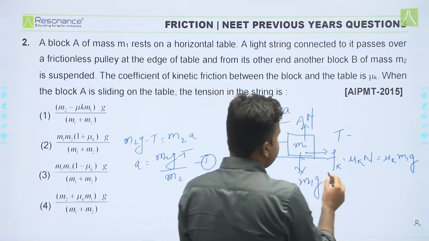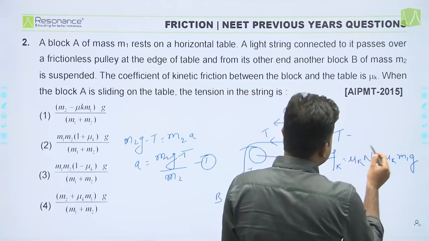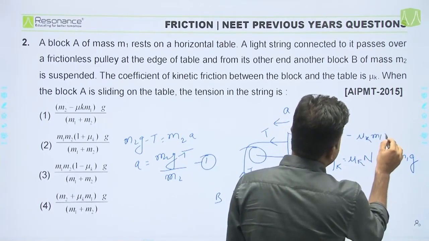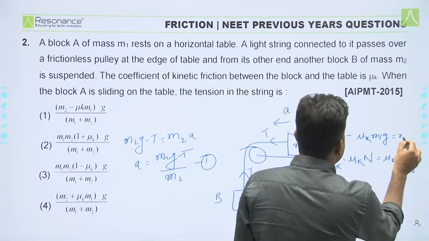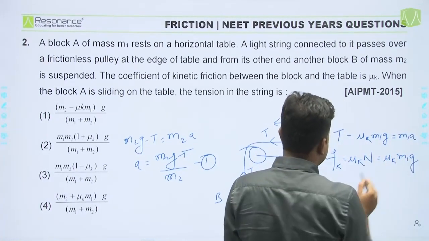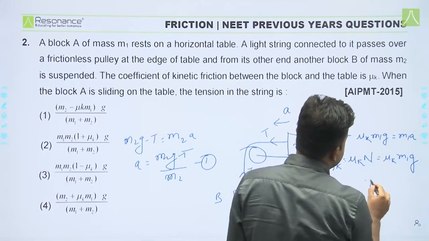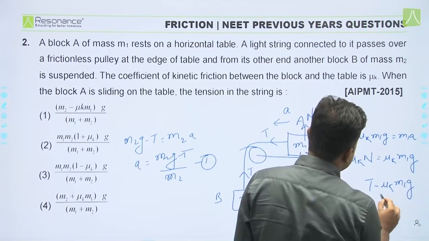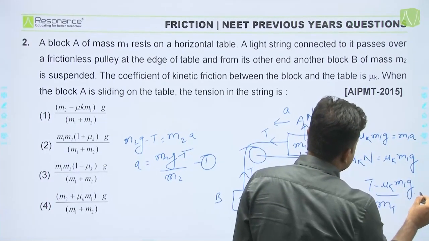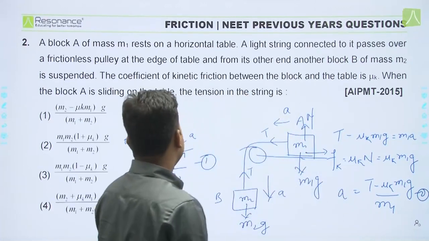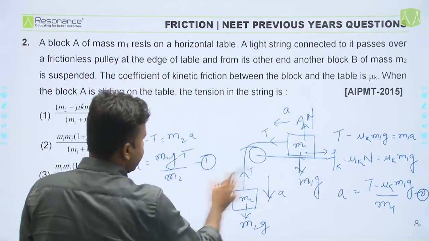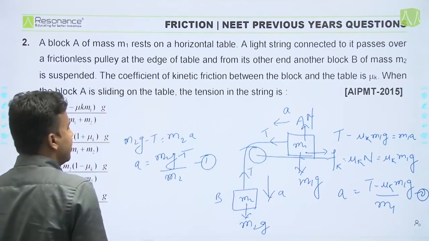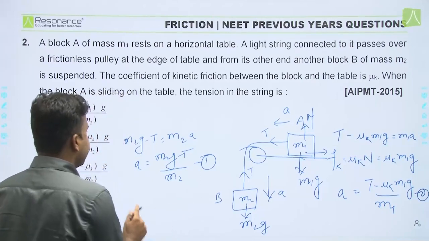Okay student, so now what we can write here? T minus this friction force, mu k into m1 into g, is equal to m1 into A. So A equals T minus mu k m1 g divided by m1. This one is the second equation. From the first and second, if you equate, because the accelerations of both the blocks are the same, I am talking about the magnitude, so we can equate it.